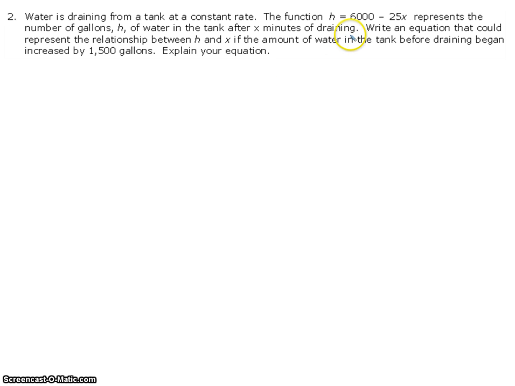So what they're saying is, before this minus 25x even starts, before we start taking out the 25 gallons per minute, we're going to increase the starting amount of water by 1,500 gallons. Okay, so we need to really understand what this equation's telling us to start with. What does each number in the equation represent?